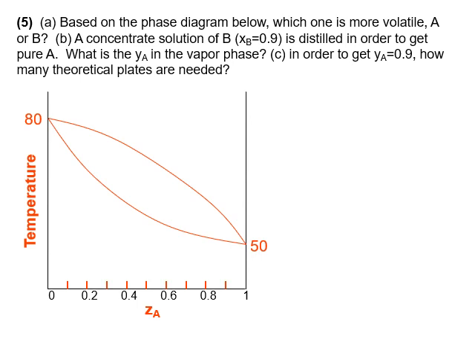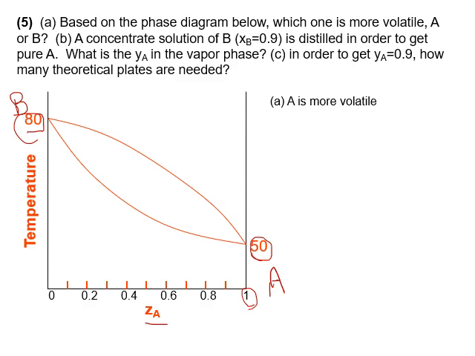In question number 5, based on the phase diagram below, which one is more volatile, A or B? In this phase diagram, one boiling point is 80, one is 50. The mole fraction is about A, so at the right side is pure A. Pure A boiling point is 50, and pure B boiling point is 80. And therefore, the more volatile compound is A.